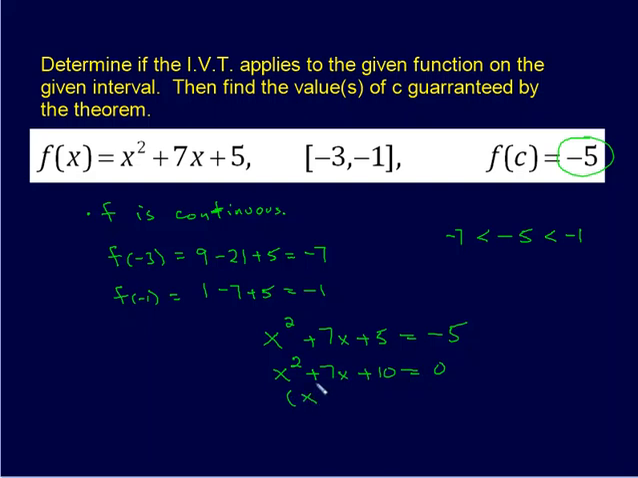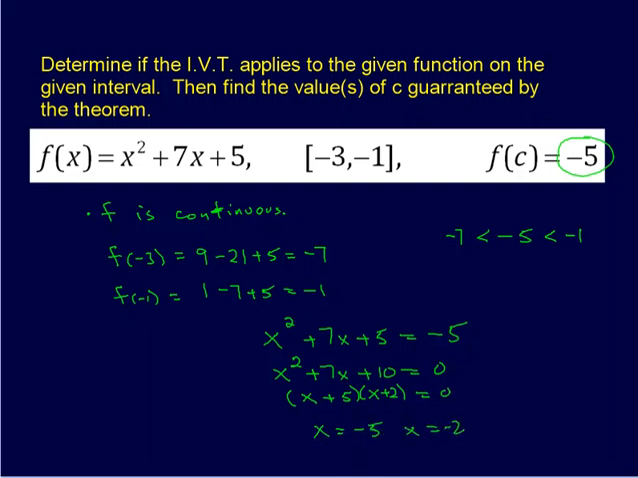Now, if it didn't factor, you could use the quadratic formula, but I'm going to factor this down, x plus 5 times x plus 2. And I'm going to get the solutions x equals -5 and x equals -2.